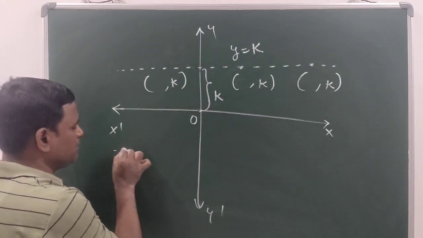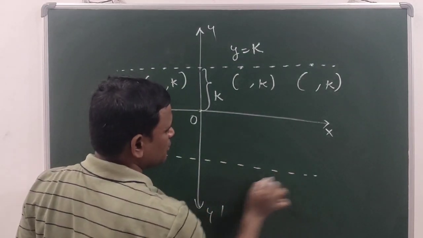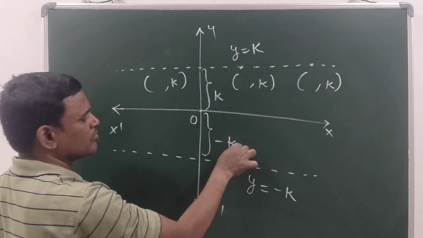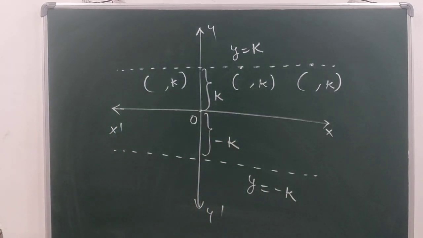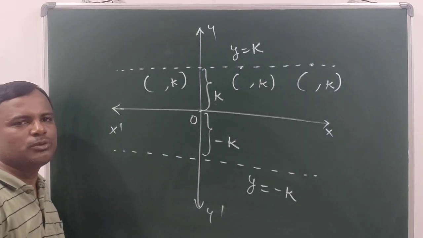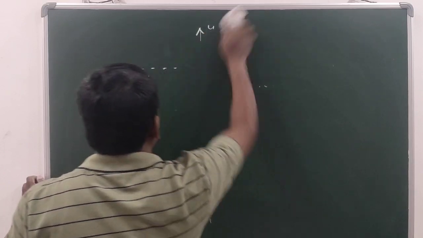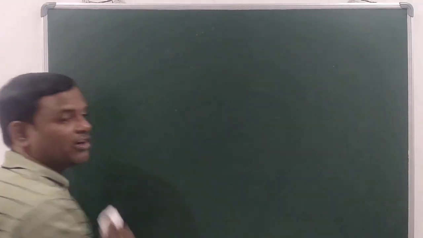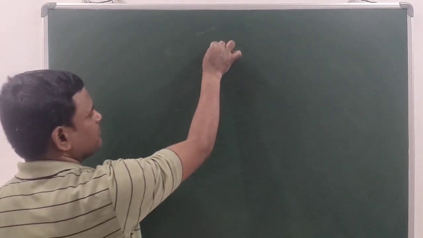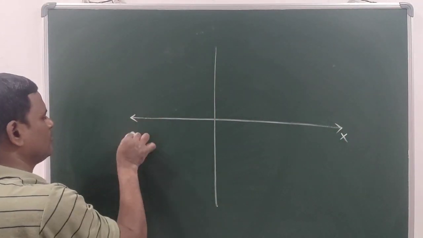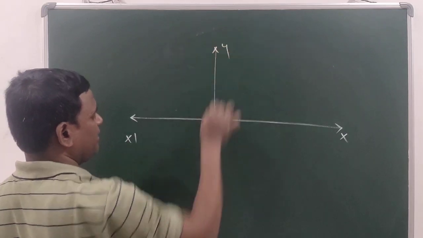Okay. So if it is below the x-axis, you will get y equal to minus k. Okay students, remember these 2 points. Next, suppose, tell me what is the equation of x-axis and y-axis. X dash, y dash.